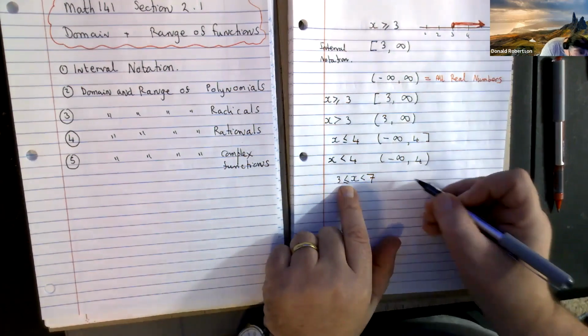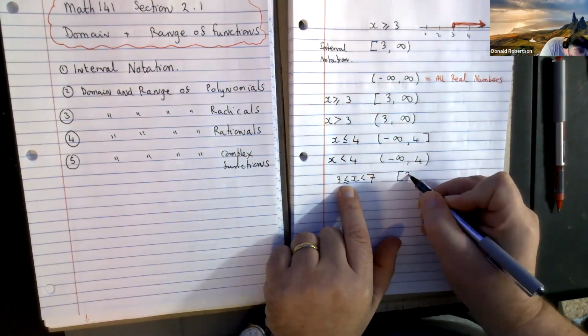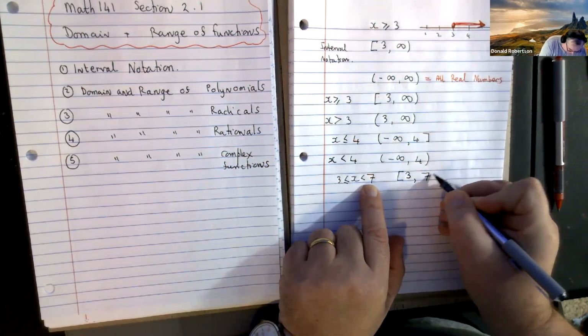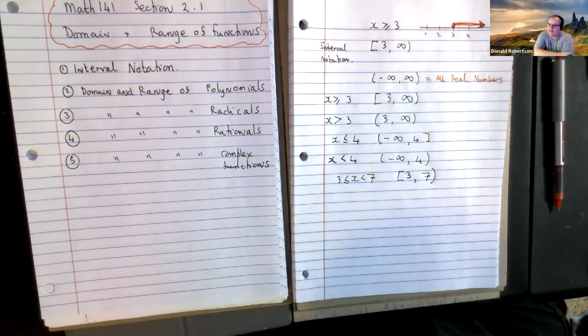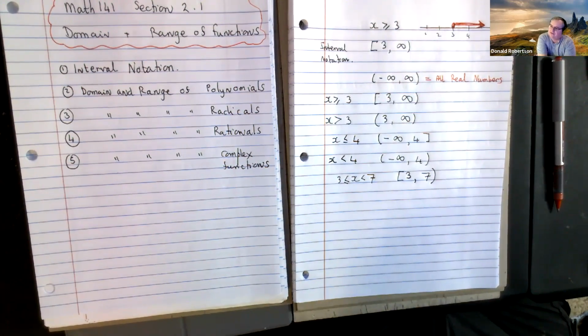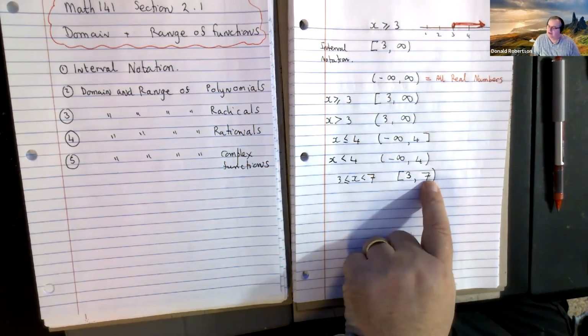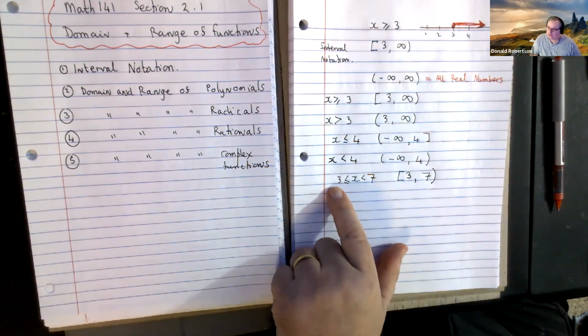Now, since you're allowed to equal 3, you do a square bracket 3, comma, and you finish at 7, but you do a curved bracket at 7. Does that make sense? That if we're being consistent with our notation, wouldn't all the values between 3 and 7 look like that?